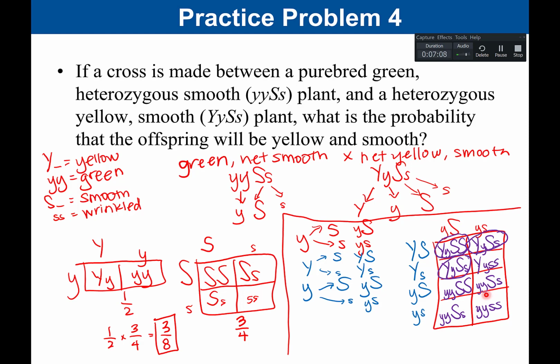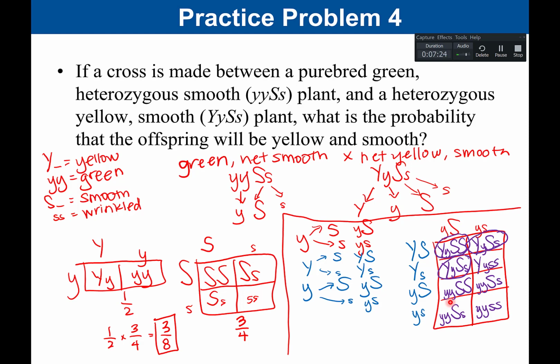So notice that we got the same answer either way. So you could either treat them as independent crosses and multiply the probabilities like I showed you, or if you feel more comfortable doing the larger Punnett Square, you can do that as well.